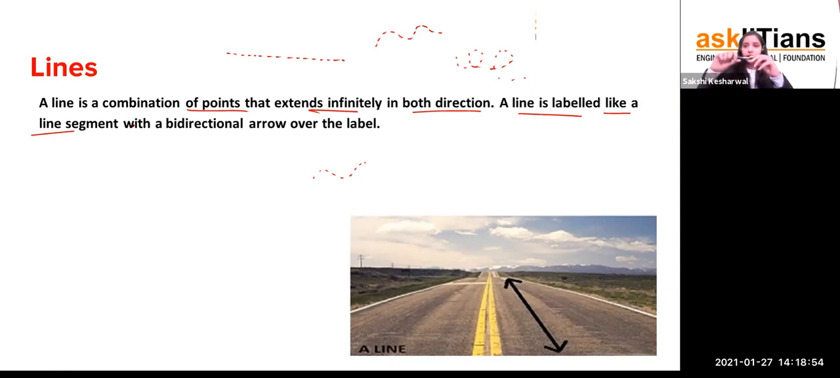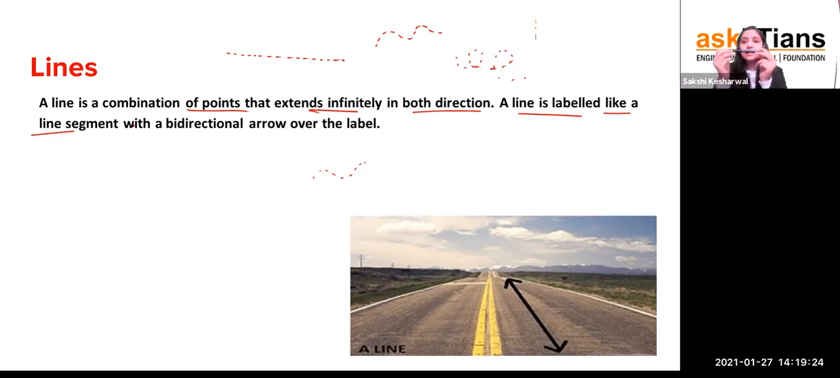If I take this pen and extend it on the left-hand side and on the right-hand side, and keep on extending it in a straight line on both sides, then this will be a line. A line is not a curve like this. If you take a thread and roll it like a ball, it's not a line. A line is always a straight line.